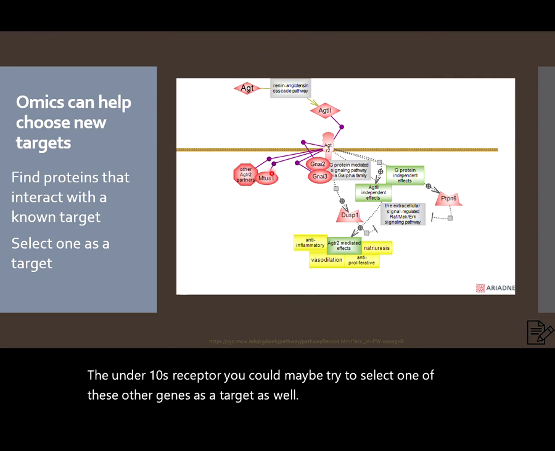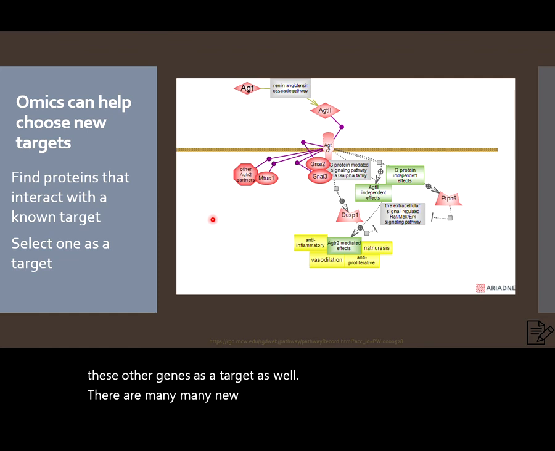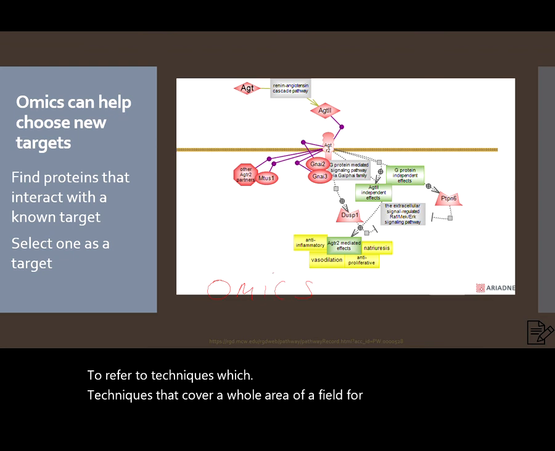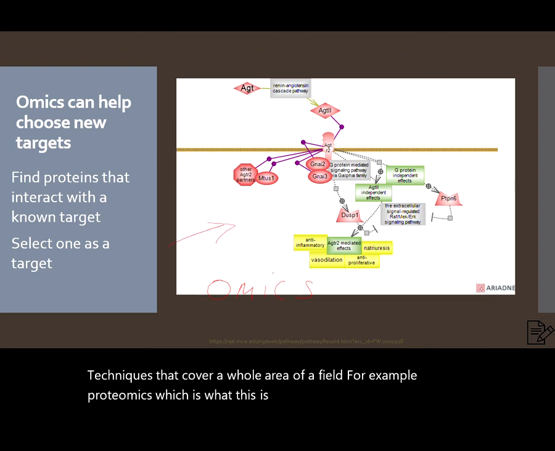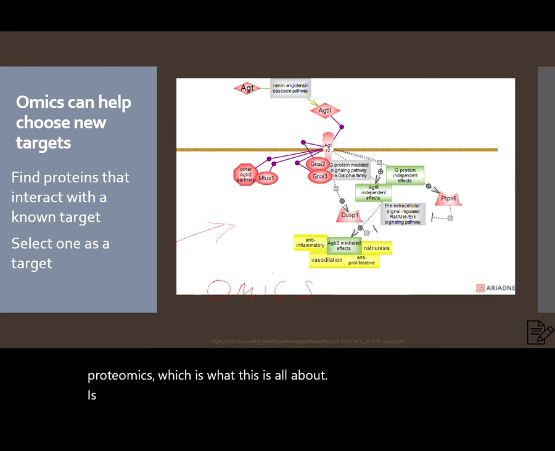There are many new technologies that open up new targets like this. And in general, we use the word omics to refer to techniques that cover a whole area of a field. So for example, proteomics, which is what this is all about, is the study of all the proteins. Transcriptomics is studying all the messenger RNA.